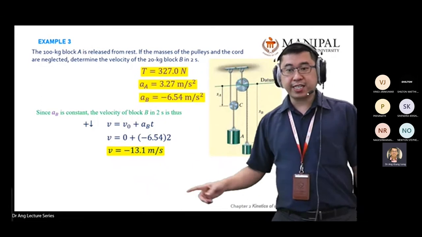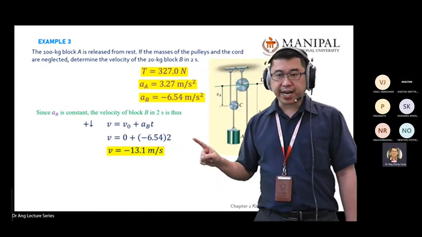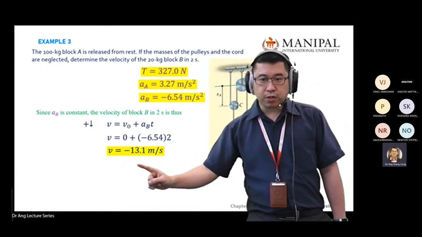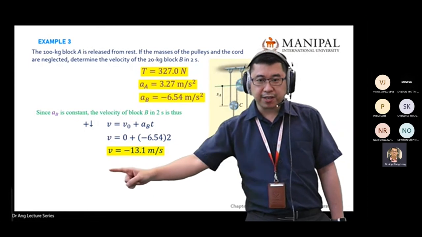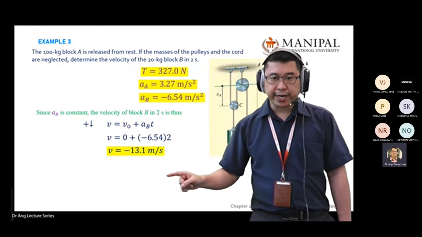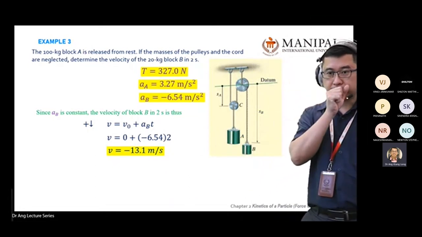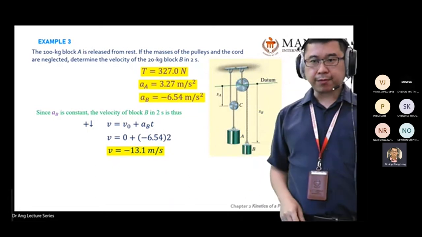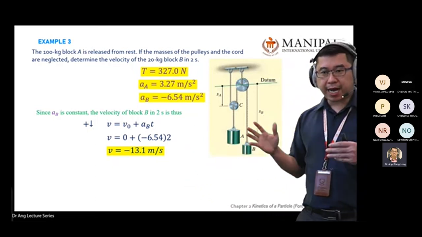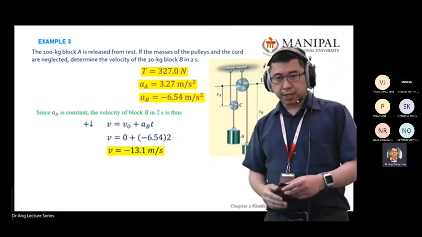Or if you're lazy to explain, another alternative answer is you can write V equal to 13.1 meter per second, and in brackets you draw an arrow up. Then you have answered the question already. So always ask yourself, are you able to understand what the negative sign means? What the positive sign means?